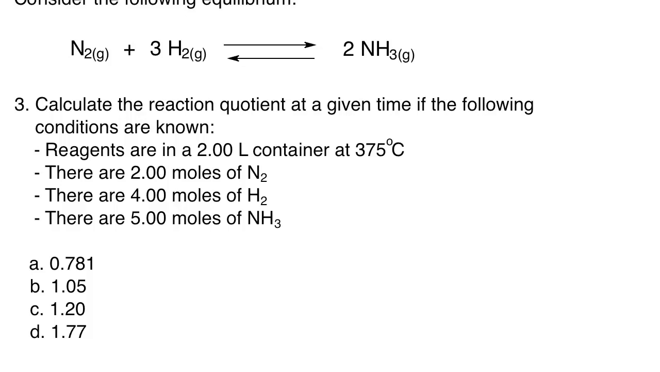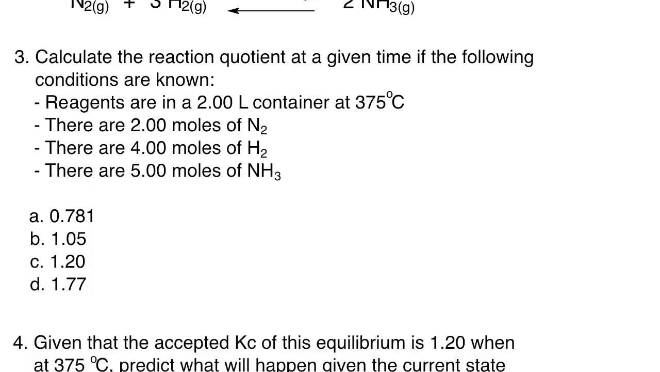All of the reagents are placed in a 2 liter container. Keep that in mind, that value is important. Okay, at 375 degrees Celsius. There are 2 moles of nitrogen gas, there are 4 moles of hydrogen gas, and there are 5 moles of ammonia gas. So the question is, given those conditions, all right, what would the reaction quotient be? So you're calculating Qc for this problem.